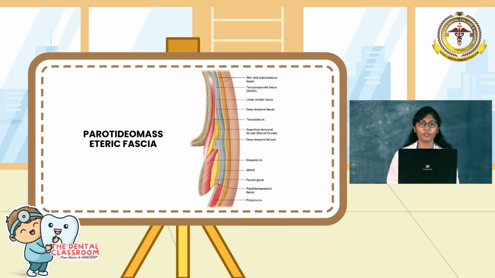Its boundaries are as follows. Anteriorly, it is related to the superficial surface of the masseter muscle. Posteriorly, it blends with the fascia over the parotid gland. Medially, it extends towards the medial surface of the medial pterygoid muscle. It also covers the superficial surface of the temporalis muscle. Superiorly, it is bounded by the superficial temporal crest.